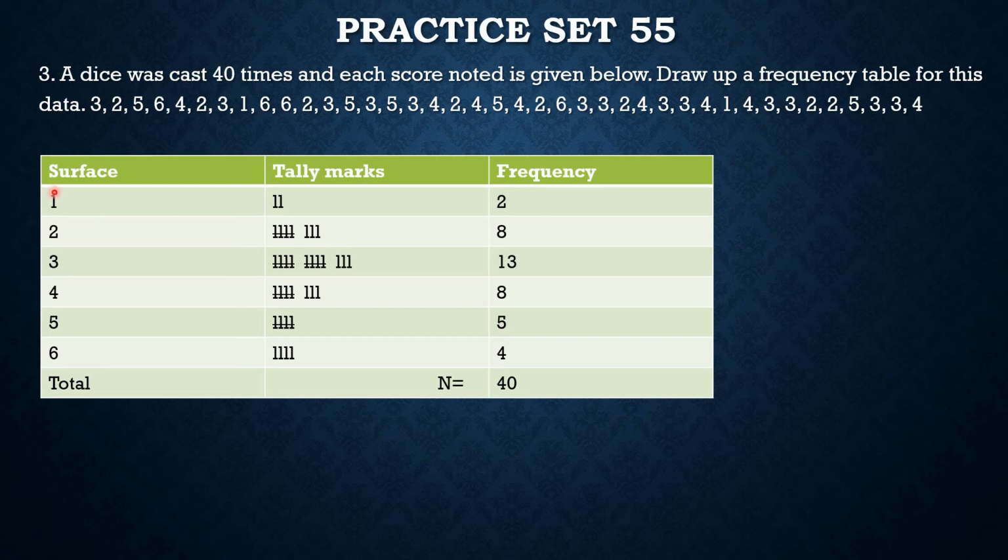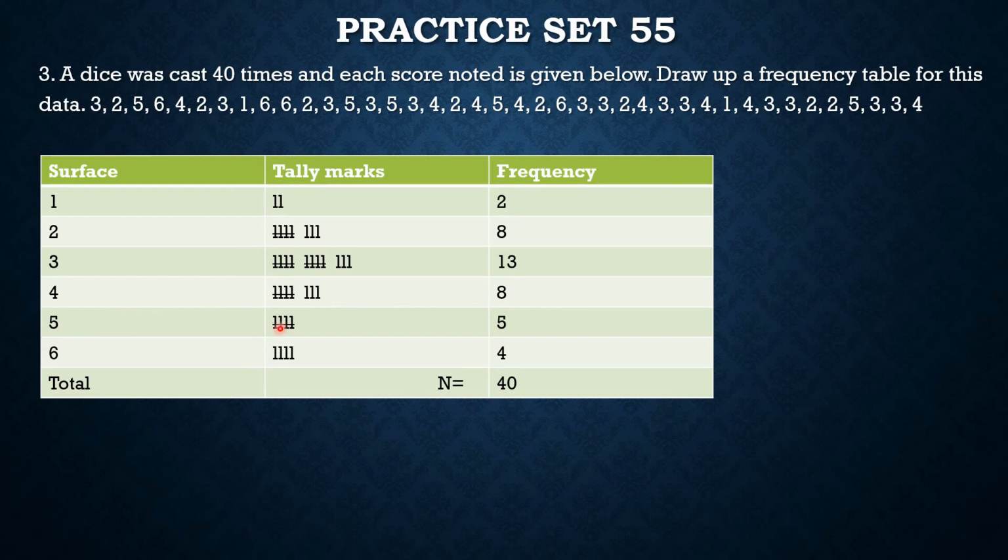So we will write the first column with 1, 2, 3, 4, 5 and 6 because 6 is the biggest number. And from the data given we will write the tally marks. So 1 is coming 2 times. So 2 standing lines we have to make and frequency is 2. 2 is coming 7 times, so 5 plus 3, 8. 8 we will write here. Similarly for 3 it is 5 plus 5, 10 plus 3, 13. And 4 is coming 5 plus 3, 8 times.